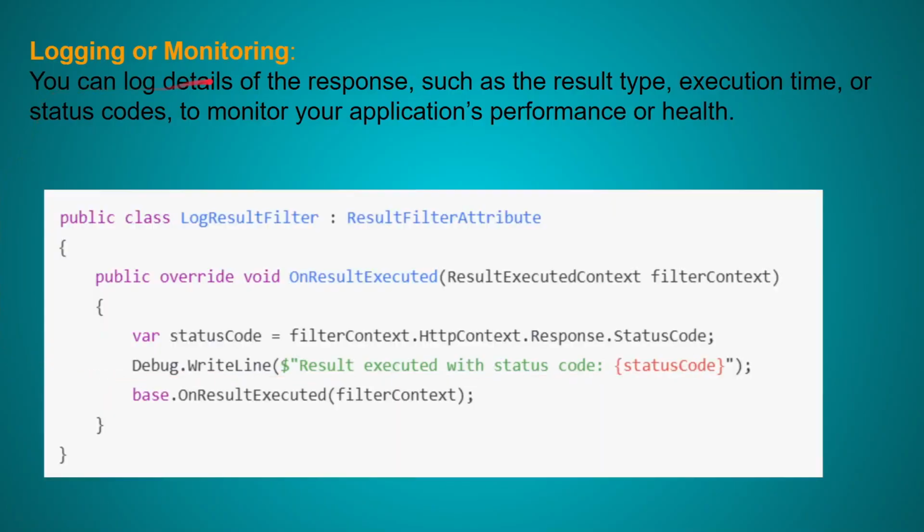Logging and monitoring. You can log details of the response such as the result type, execution time, and status code to monitor your application performance or health. In the OnResultExecuted method, see the status code: filterContext.HttpContext.Response.StatusCode. So we can write a result executed message with the status code here. This is the status code we have applied here.